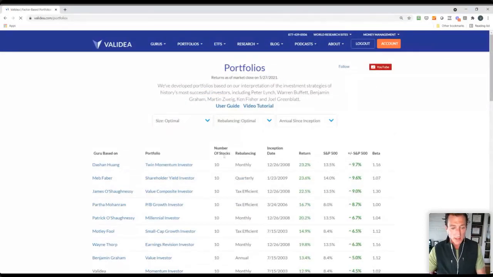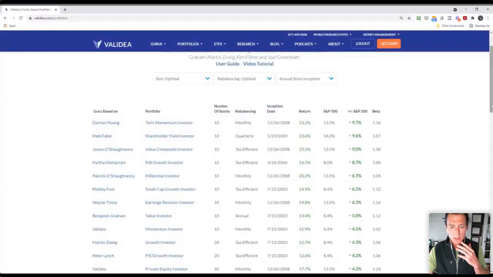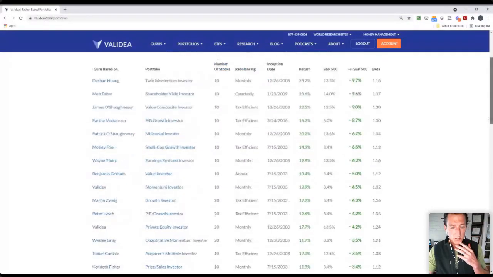I did want to highlight this value composite model. And actually, before I do that, let me just scroll. So these are all the models on Validea, all the stock models. So there's quite a bit.